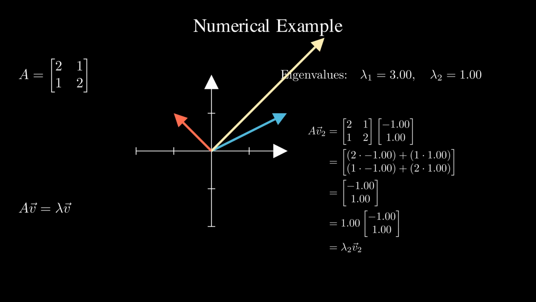A non-eigenvector, when transformed by matrix A, changes both direction and length. In contrast, the eigenvectors maintain their direction and are simply scaled by their corresponding eigenvalues. This relationship is captured by the equation Av equals lambda v, which is fundamental to understanding linear transformations.